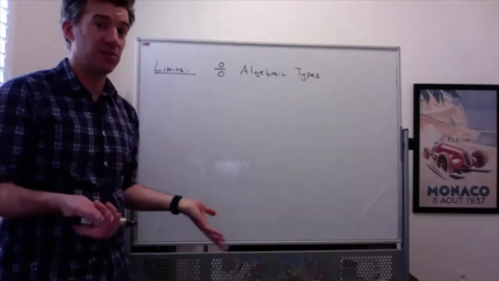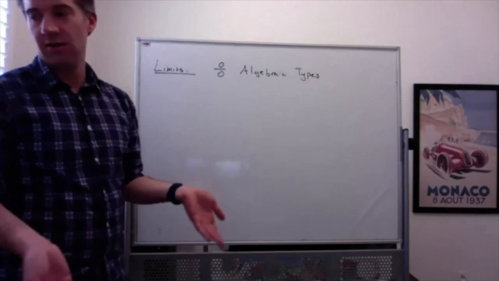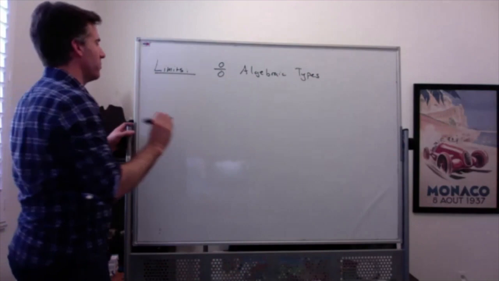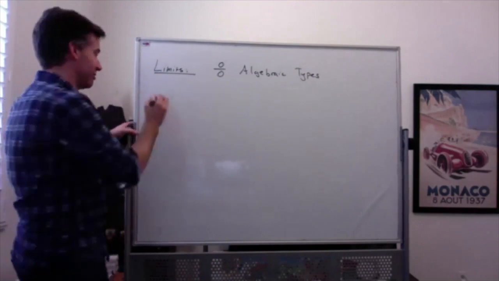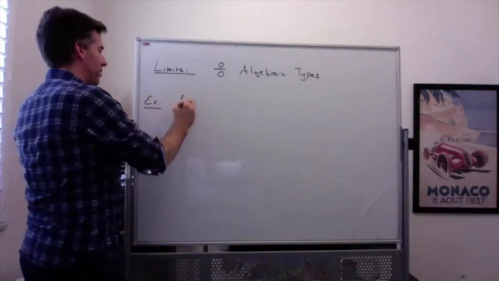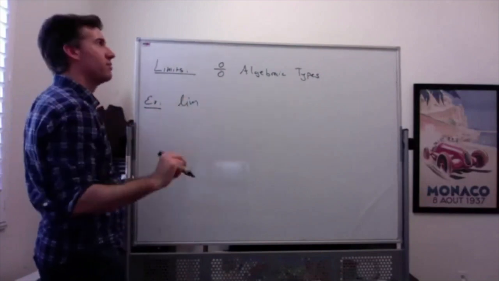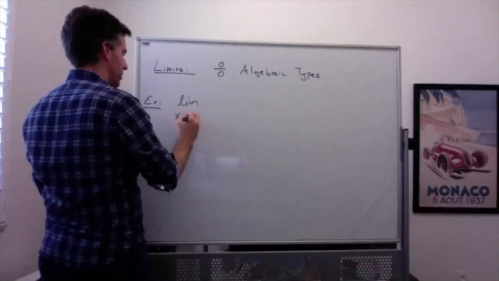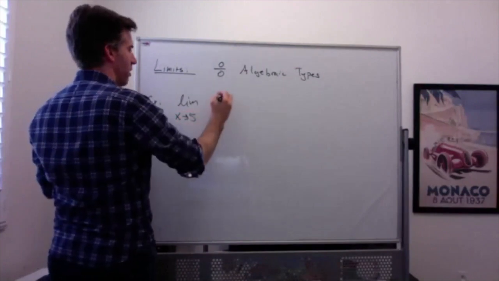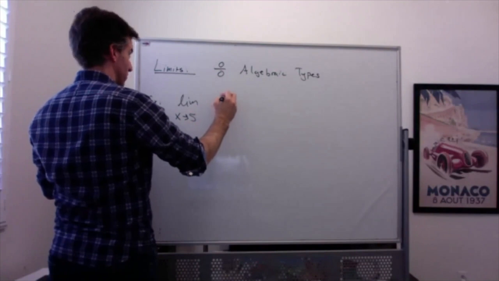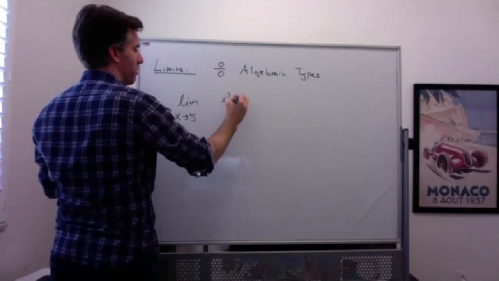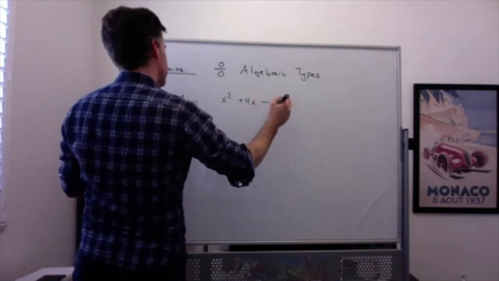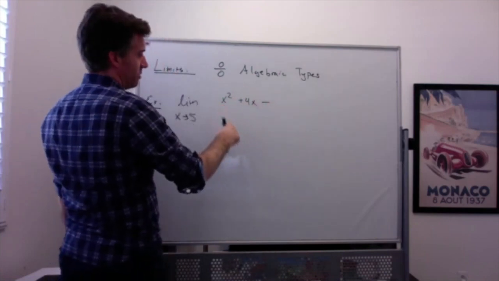We can definitely talk about limits to infinity and limits that are infinity. Maybe today, probably another day, but here's where we're at now. So let's look at some examples. I want to find the limit as x approaches 5 of x squared plus 4x minus 25.